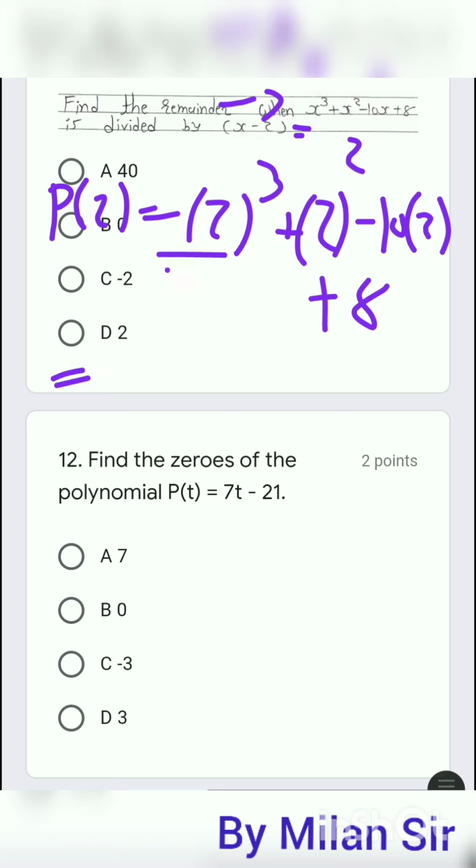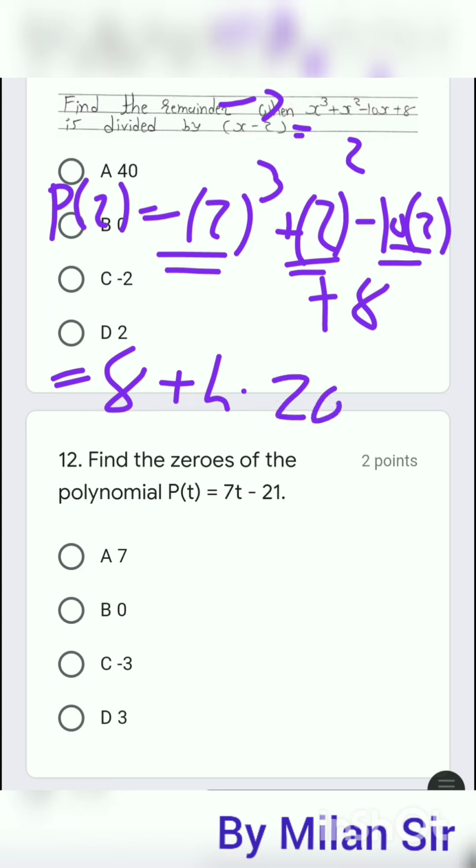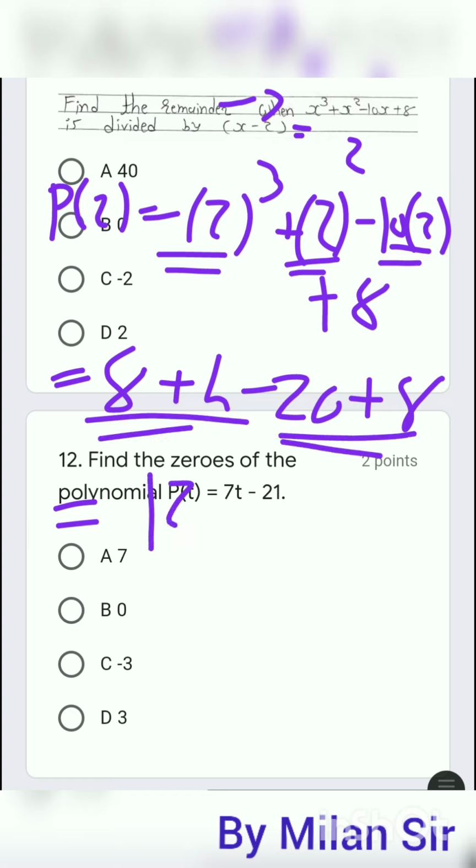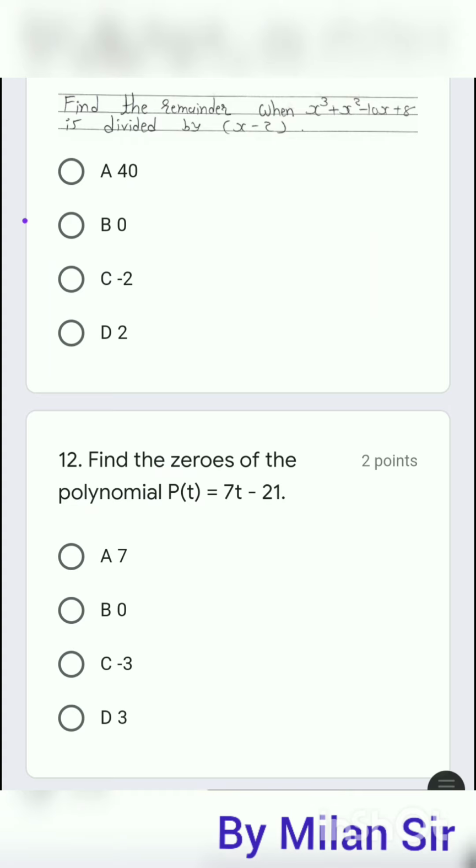Okay, now here 2 cube is 8, 2 square is 4, 10 into 2 is 20, plus, minus, minus and plus 8. Okay, 8 plus 4 is 12, and here plus minus minus 20 minus 8 is 28... the bigger number 20 has a negative sign, so negative, and 12 minus 12 is finally 0. So here our answer of remainder is equal to 0. So option B is correct.